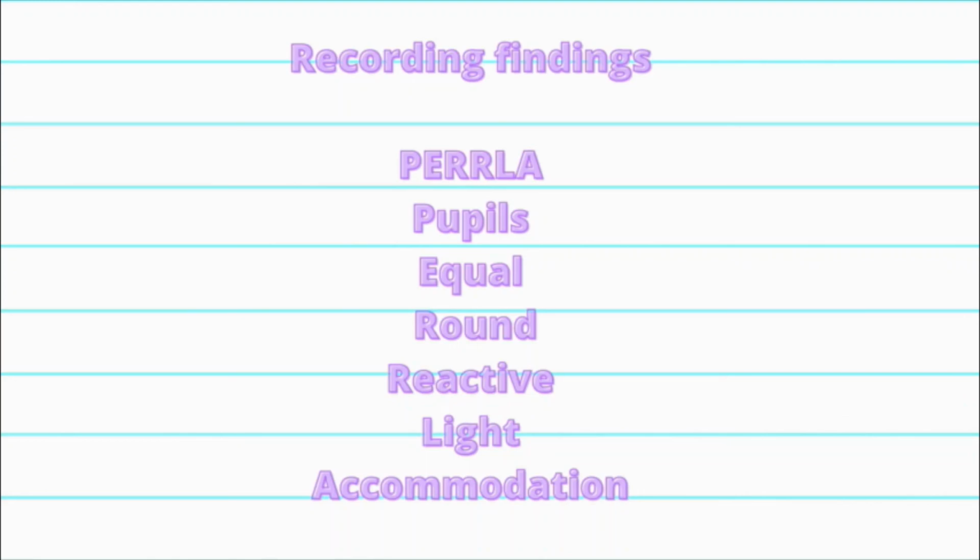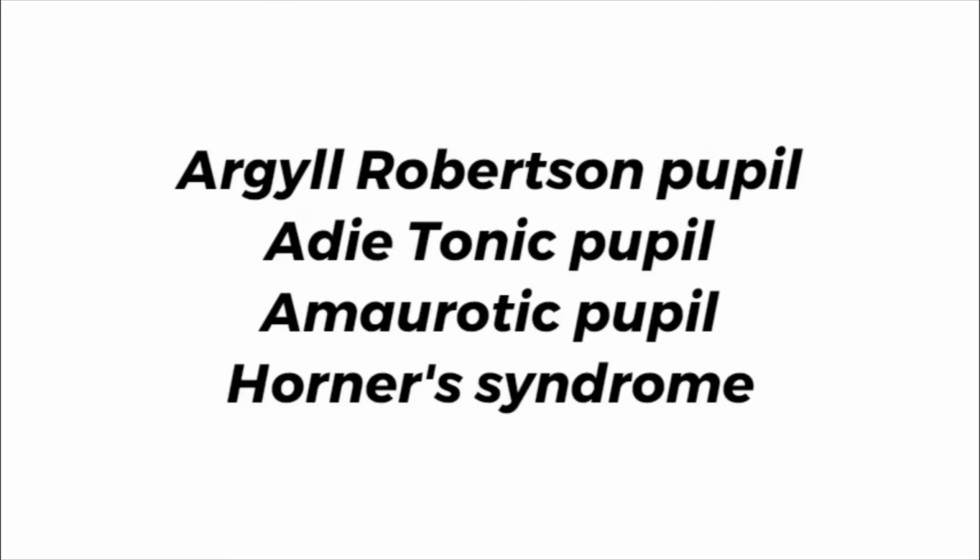There are also other conditions that can be detected using the pupillary light test, and we'll be talking about those in other videos, like the Argyll Robertson pupil, the tonic pupil, Horner syndrome, and the amaurotic pupil.